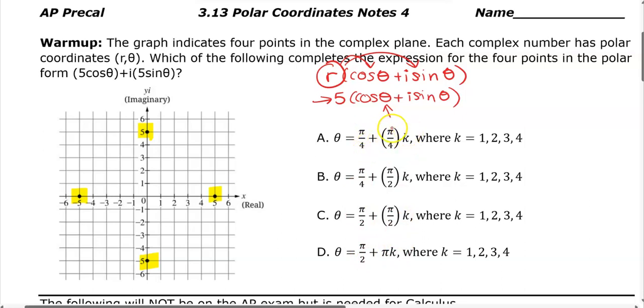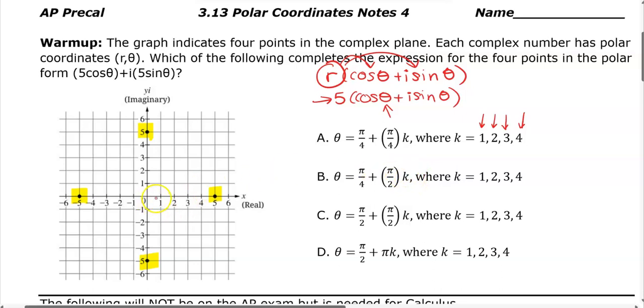So if I did pi over 4 plus pi over 4k, and I'm replacing k with 1, 2, 3, and 4 as I go through, that means I'm going to have pi over 4 plus pi over 4, and then pi over 4 plus 2 pi over 4, then pi over 4 plus 3 pi over 4, and so on and so forth. And that's what I'm going to do on each one of these: put that 1, 2, 3, and 4 in for the k.